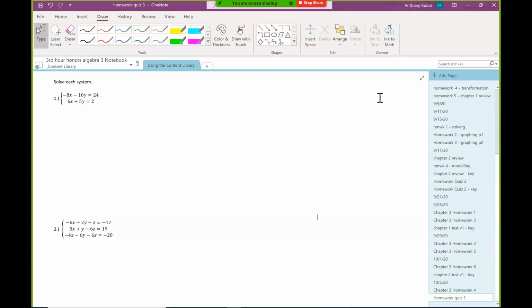This is in the content library. I just put it in there and synced it up. So if you sync your content library, you should see this thing pop up at the bottom as homework quiz 3. And then you can copy it into your own notebook and do it from there. Remember, you can make more space in between things if you run out of space. So just put your cursor in there and press enter, and you can make more space in between the problems.